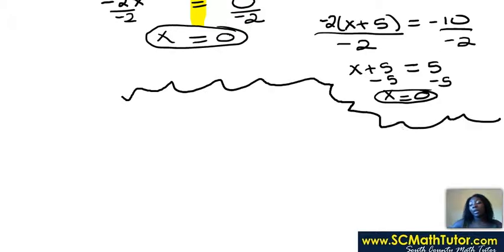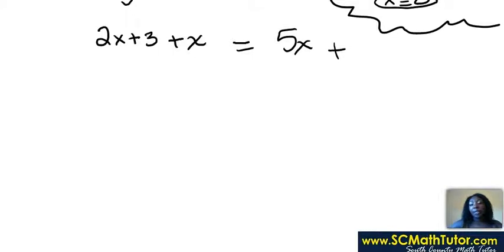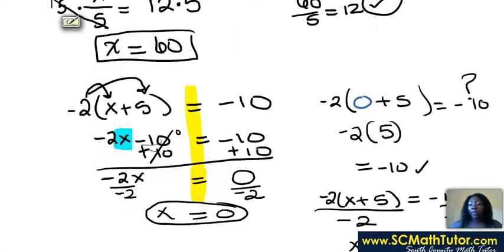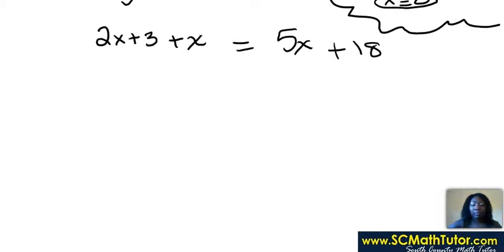Okay, so what if we had variables on both sides? 2x plus 3 plus x is equal to 5x plus 18. Okay, so again, here is my variable. Here's my equal sign. Equal sign makes a true statement. Now look on both sides.